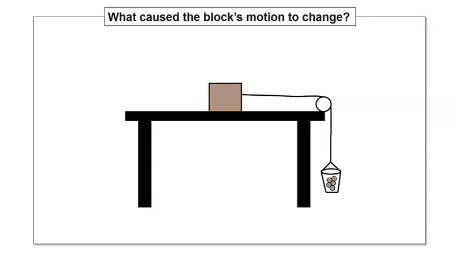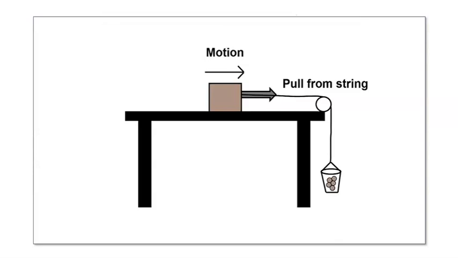We can write "pull from string on the block" on the model to explain the force on the block from the string. We can also add an arrow to show the direction of the force exerted on the block by the string. Let's add another arrow to show the direction of the block's motion. We now have a force model, which is a model that uses arrows to represent the strength and direction of the forces acting on an object.